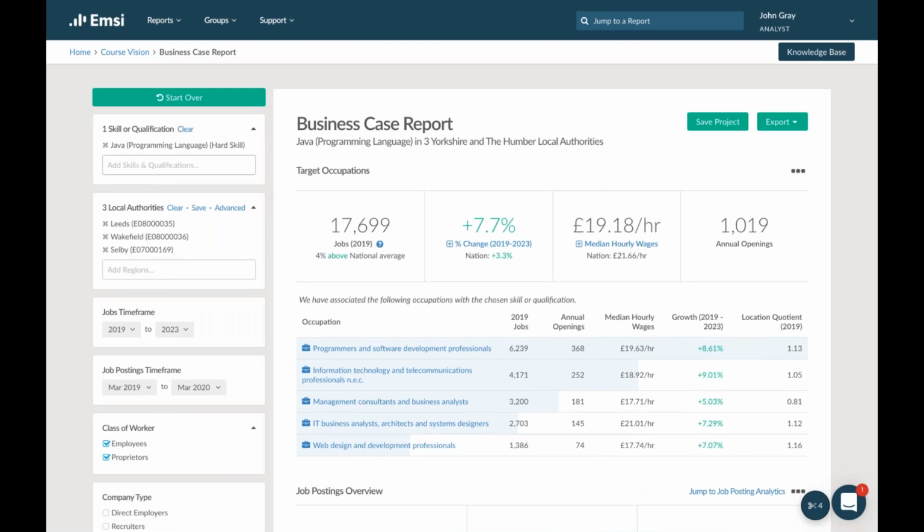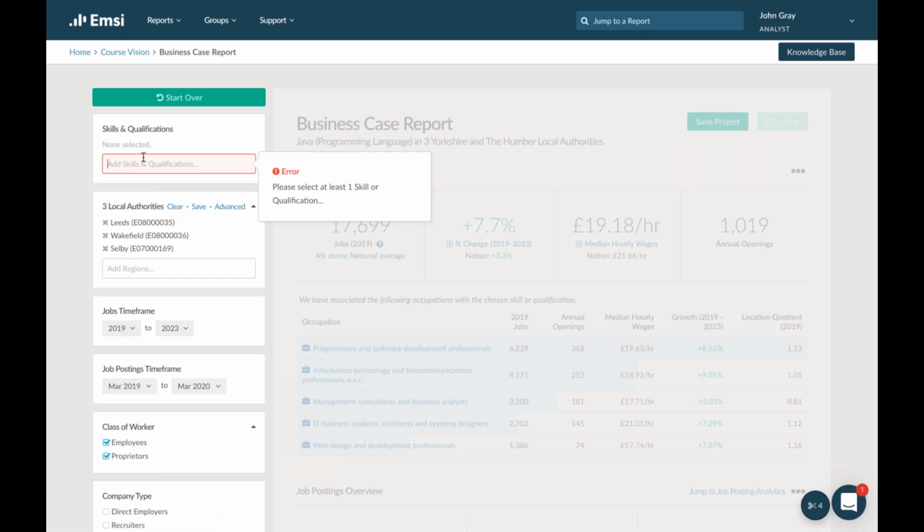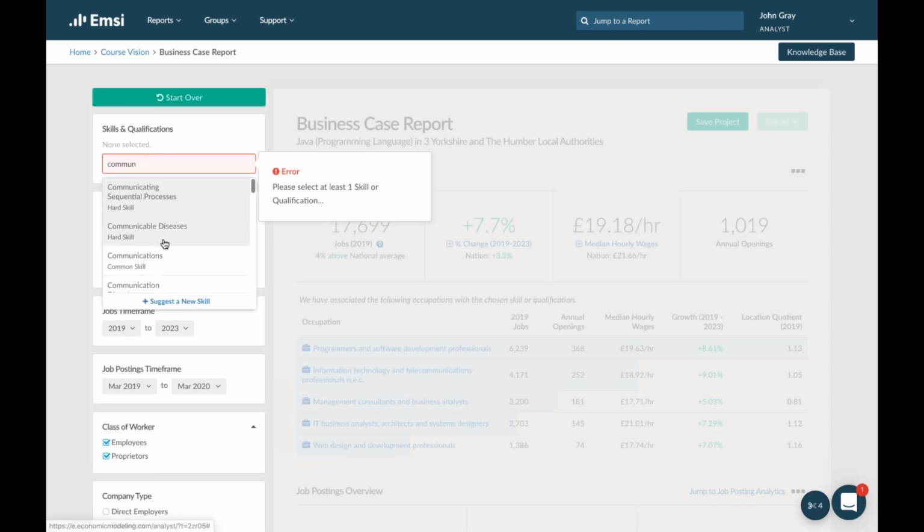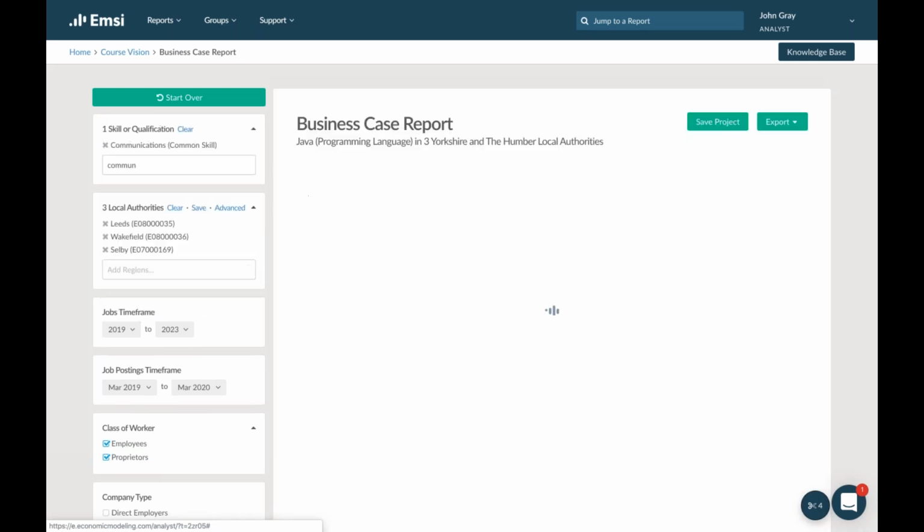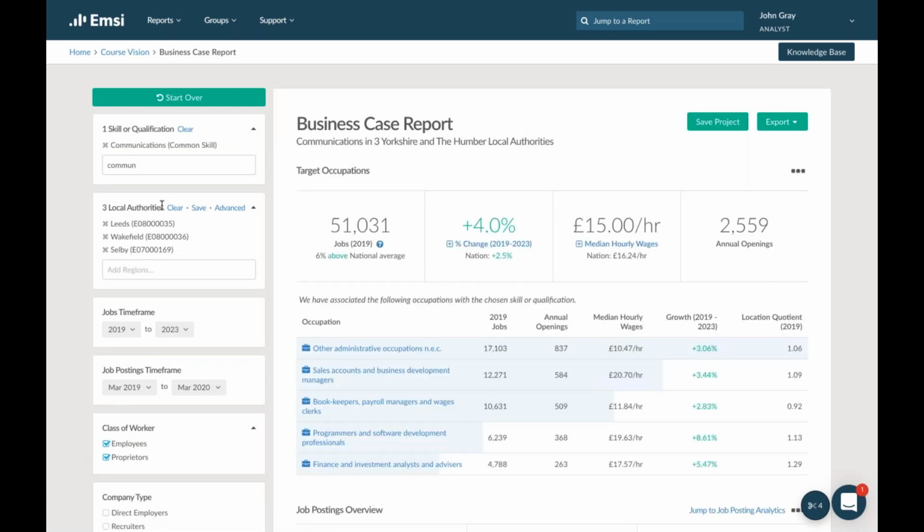So just to look at a different skill. As we looked at things around communication, we could type in communication. Again, there'll be quite a lot of different types of communication, so make sure that you select the right one. Some of these are hard skills, such as communication studies, but we're looking here just for the broad common skill of communication.